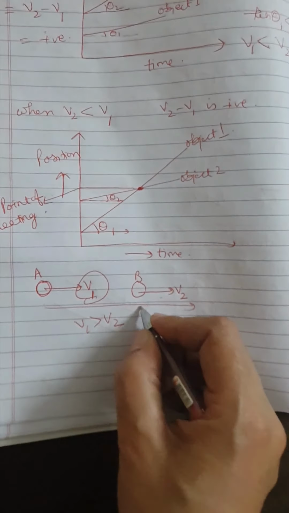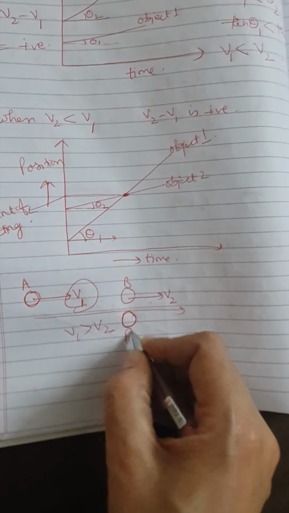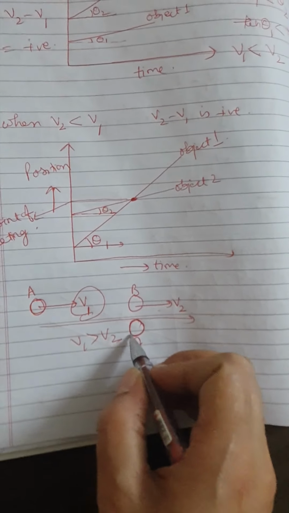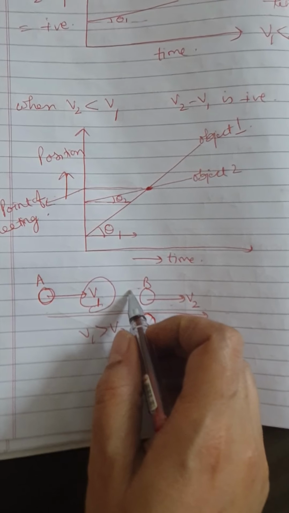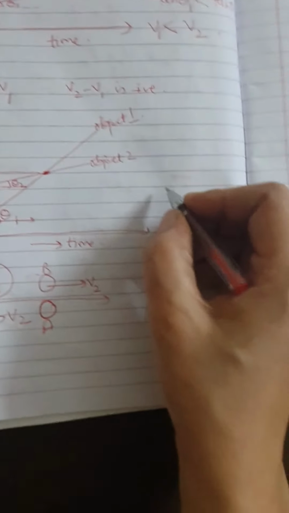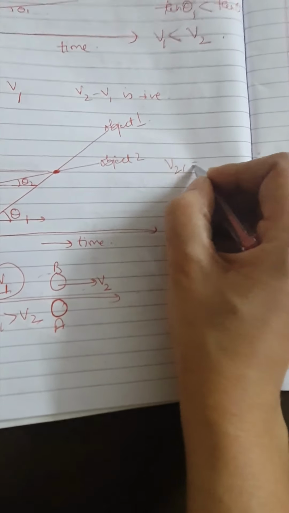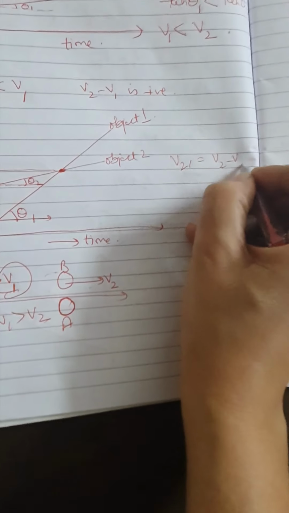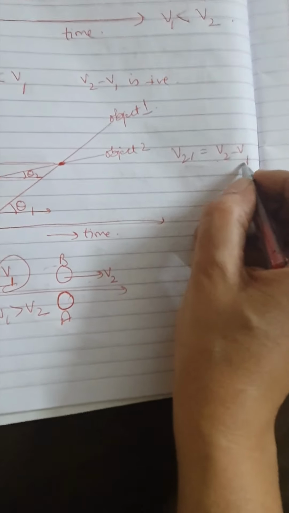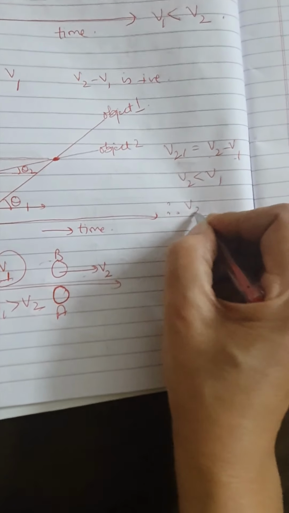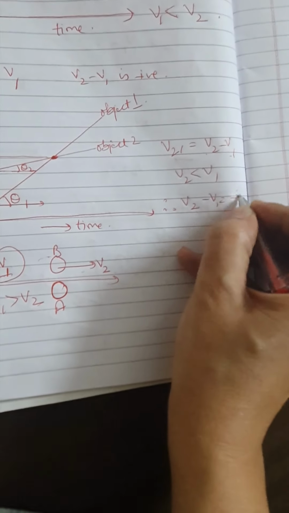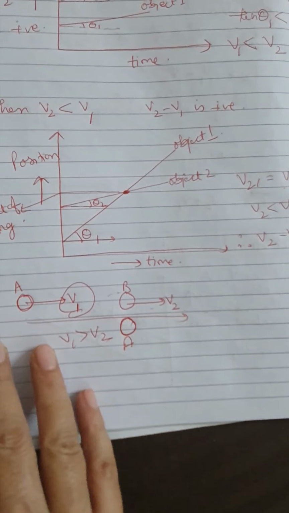At this point, when these two graphs cut at one point, this point is the point of meeting, means car A is here when it is going to overtake car B. Clear? Here v21 is equal to v2 minus v1. v2 is less than v1. Therefore, v2 minus v1 is negative.